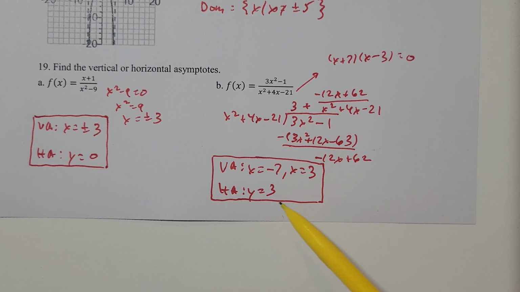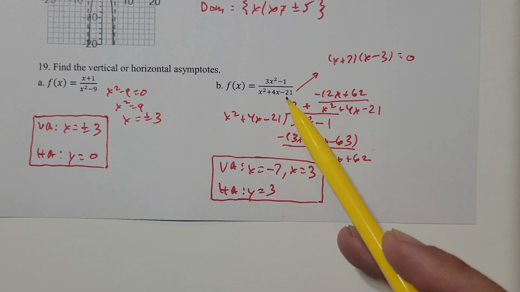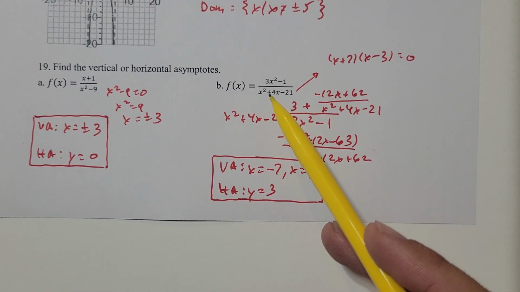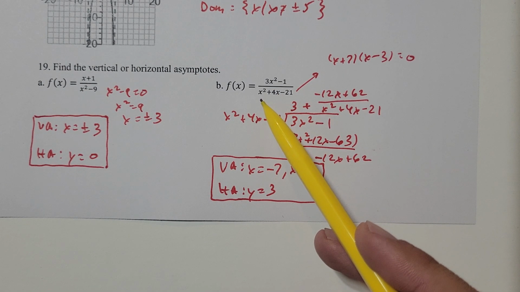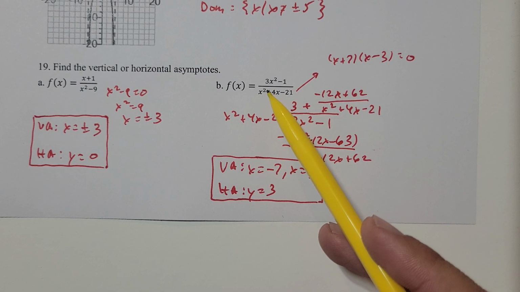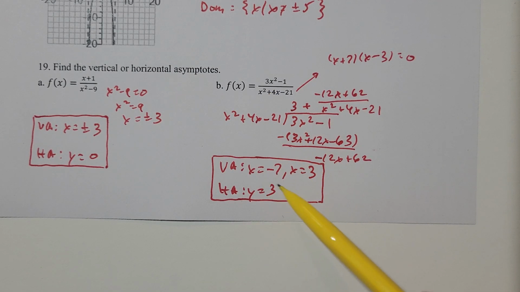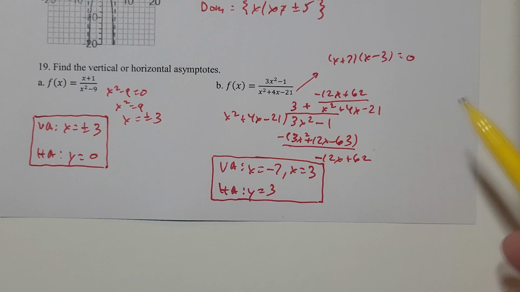Okay? Now, a very quick way to get the answer would be to compare the leading coefficients in front of the terms. So I got a 3 in front of x squared up top, a 1 in front of x squared down under. 3 over 1 is 3. Y equals 3, the end.